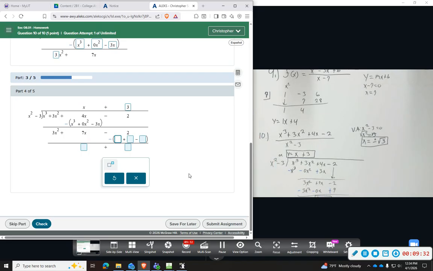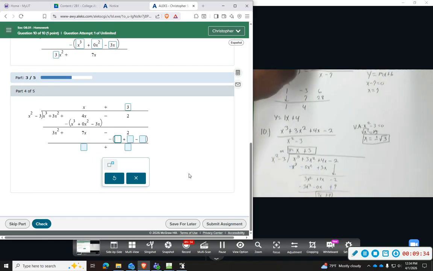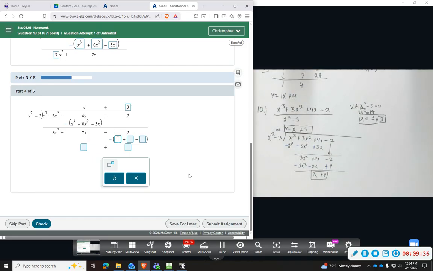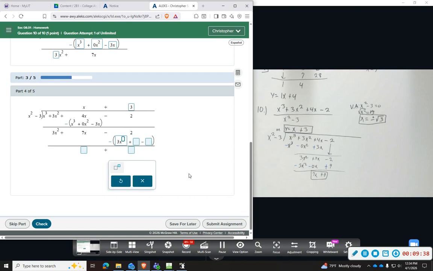Alright, so the second row, I'm sorry, some of that ran off. It's 3x squared. This will be 0x and -9. And when we brought everything down, 7x 7.